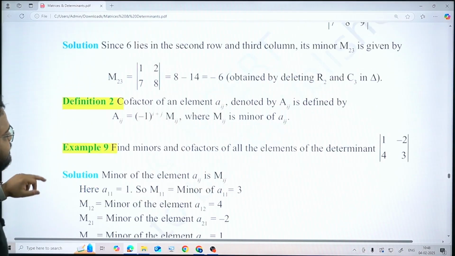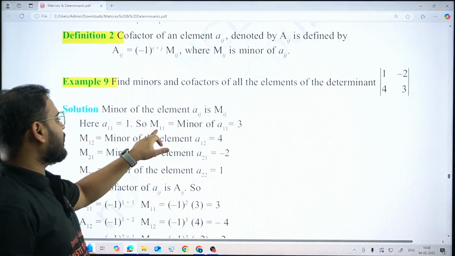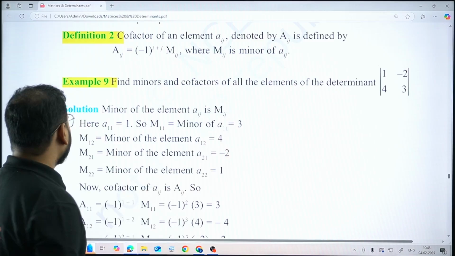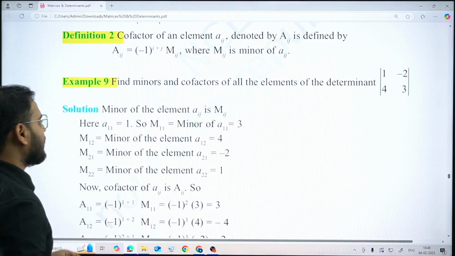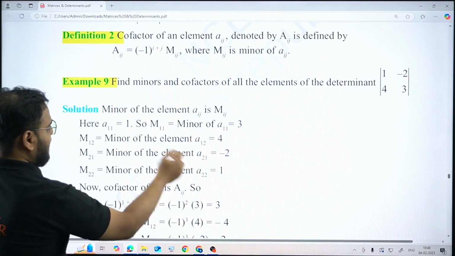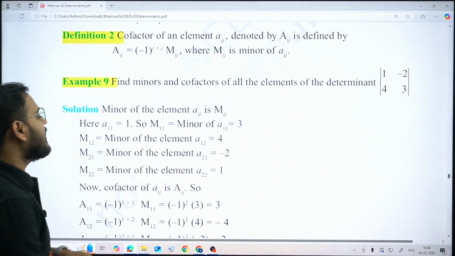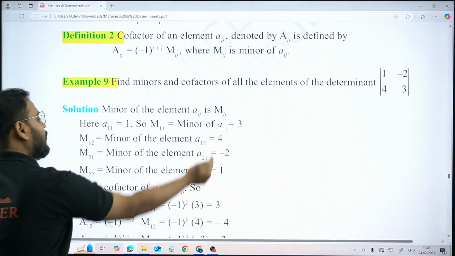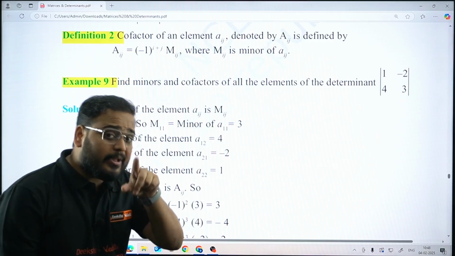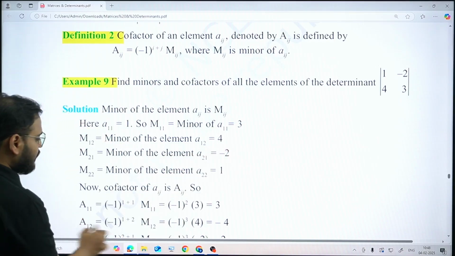Example number 9, check this out. A11 is 1, so M11 will be, bacha, let's say 3, okay? And A11, have they mentioned here? 3 only. M11 is 3, and A11 is also 3, sir. Whereas A12, where is M12, bacha? M12 is 4. A12 will be minus 4.